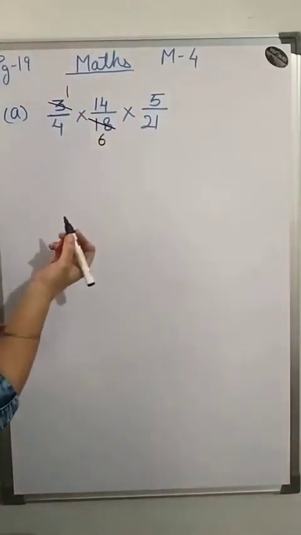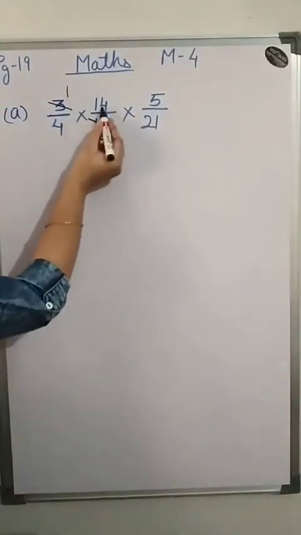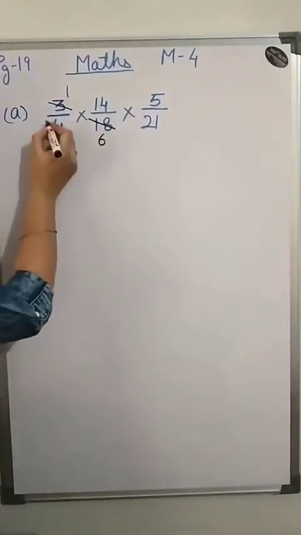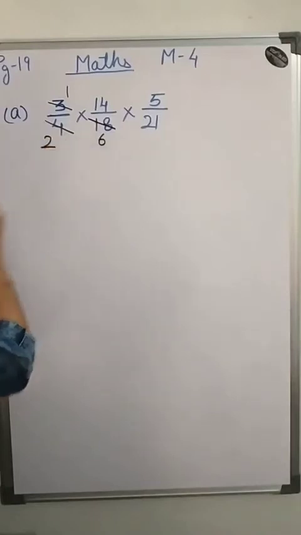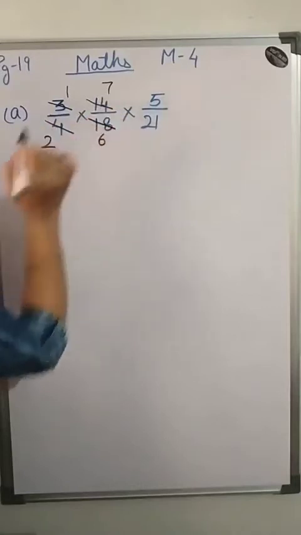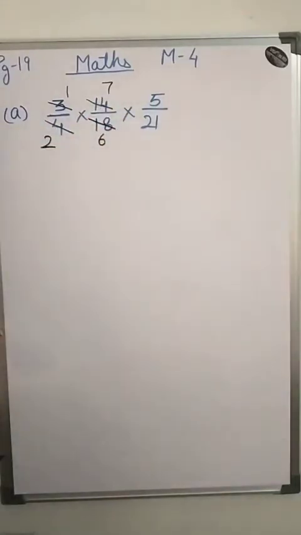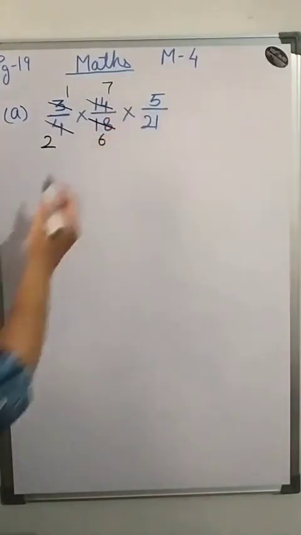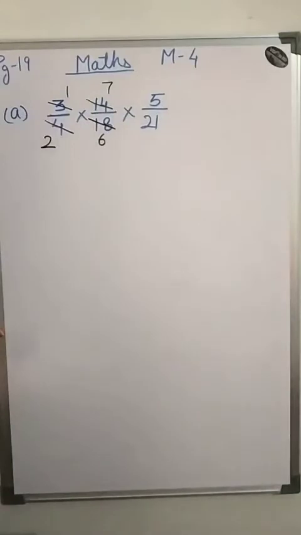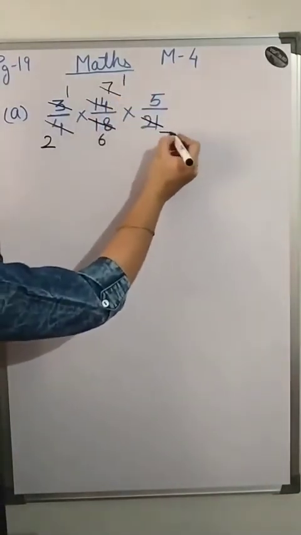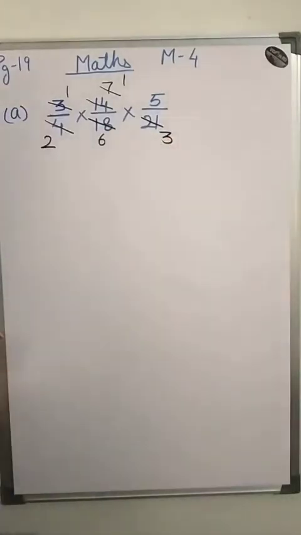Now anything which we can cut, just look at here. 4 and 14, these two are even numbers, so we can cut them by 2. 2 multiply 2 is 4 and 2 multiply 7 is equivalent to 14, so we cut them. Now further, anything which we can cut here? See here, 7 and 21, these two have one common factor, that is 7, so we cut them again, and 7 multiply 3 is 21.